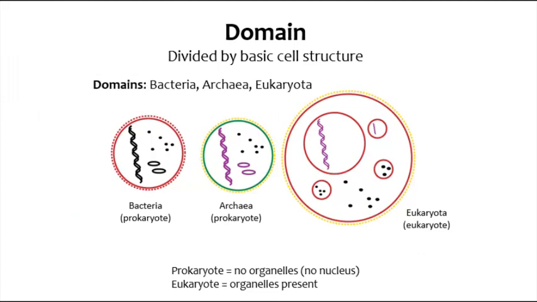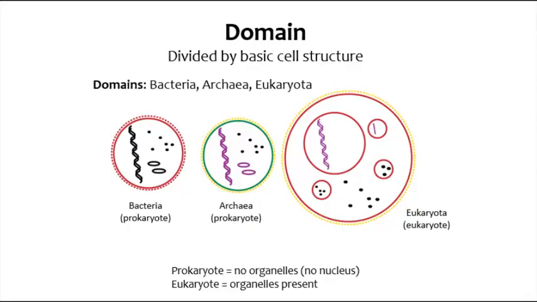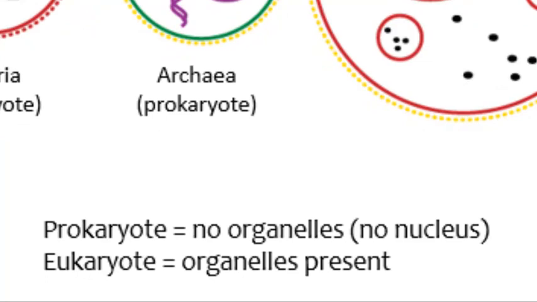Let's start with domains. There are only 3 domains for all life forms. One is bacteria, another is archaea, and the third is eukaryota. These domains are based on cell structure. Every life form on Earth has one of these 3 types of cells. We already learned that eukaryotic cells have a nuclear membrane, an added layer of protection for DNA.